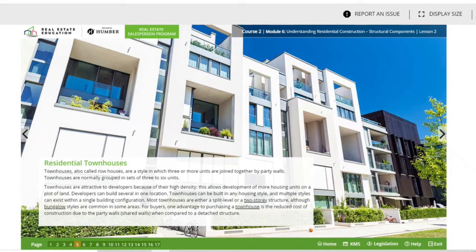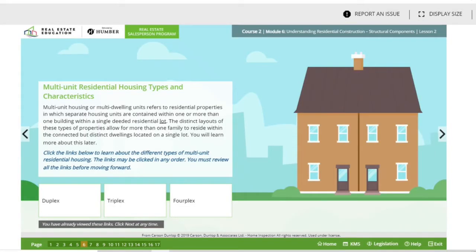Residential townhouses are also called row houses, which are 3 or more units joined together by a party wall. And there are multi-residential housing types. For example, the duplex, 2 dwellings; triplex, 3 dwellings; fourplex, 4 dwellings.